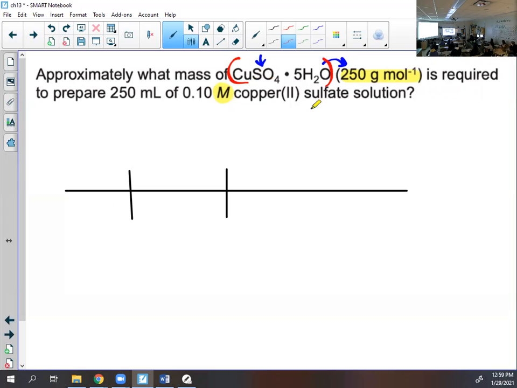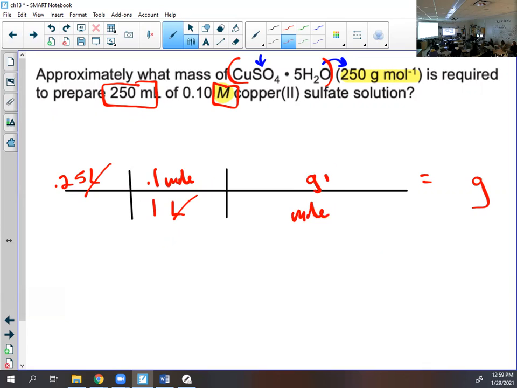Okay, now follow my logic here. The picket fence, we always start with the thing I give you that's not a proportion. So I'm going to automatically convert that to liters, 0.25 liters. Then what do I need to get rid of? You need to get rid of the liters. Is there something up here that has liters in it? Yeah, capital M is 0.1 mole per 1 liter. So I got rid of liters. What am I trying to solve for? Grams. So do I have anything that relates a mole to a gram? Yeah, the 250. So you multiply by 250 grams per 1 mole.